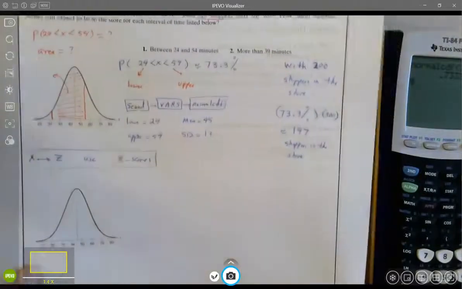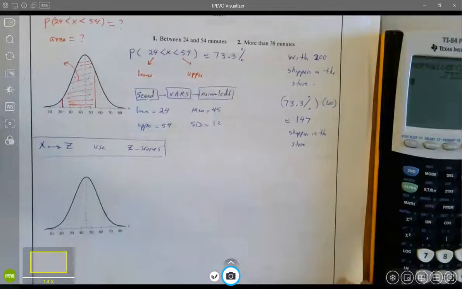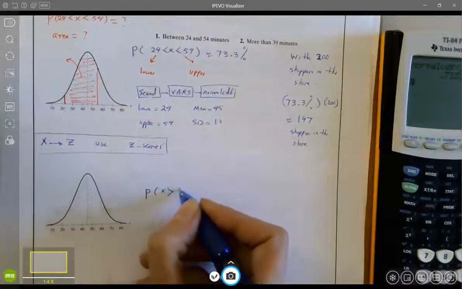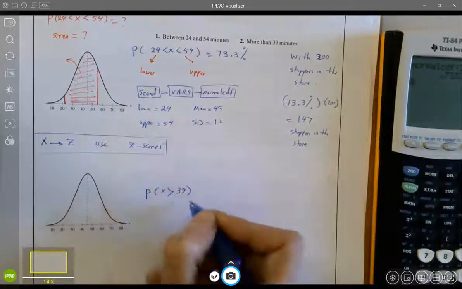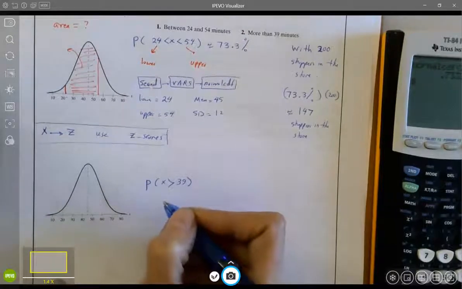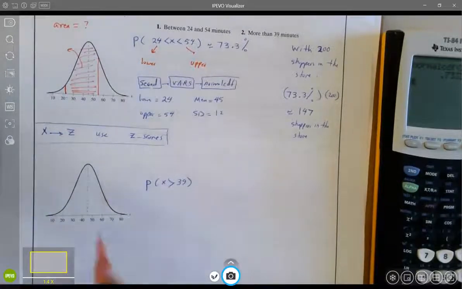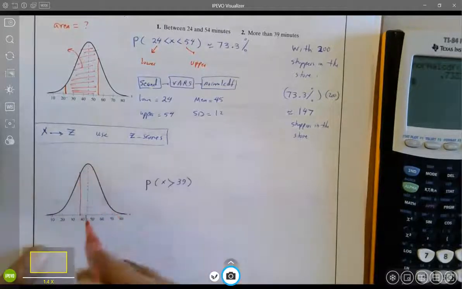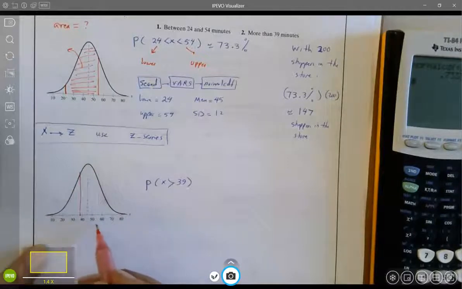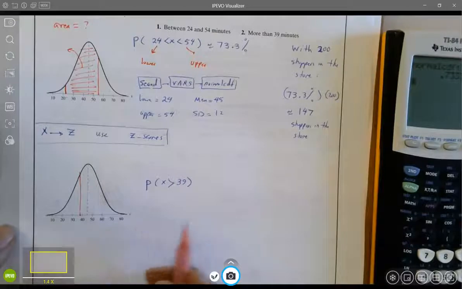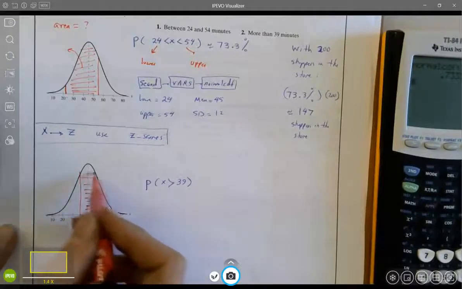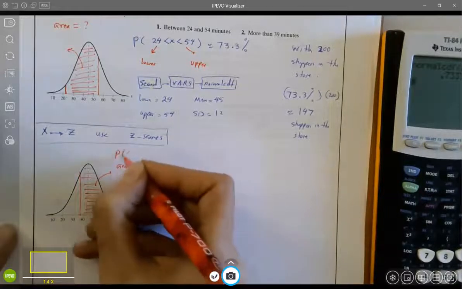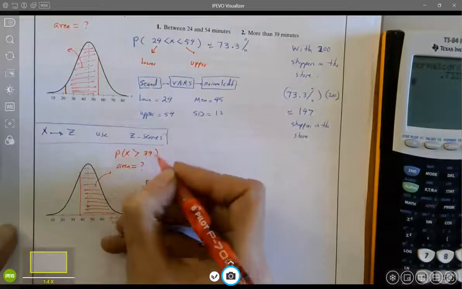Next one, more than 39 minutes. Okay, so we want to find the probability that X is more than 39 minutes. What is this probability? More than 39 minutes, okay, we have our lower bound. More than means 39 minutes or more: 40 minutes, 45 minutes, 50 minutes, 60 minutes, and more. So we're looking for this area, this probability, P of X greater than 39 minutes.